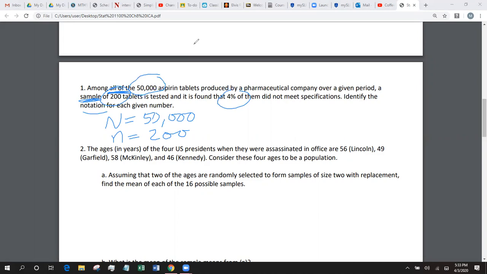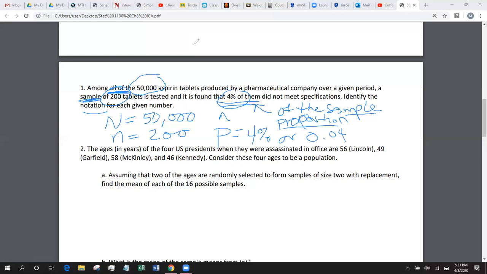So a sample of 200 tablets is tested, and it is found that 4% of them did not meet specifications. So we know we're talking about 4% of the sample. The 4% is giving us a proportion. And we can see here that it's a sample proportion. So that's going to be p hat is equal to 4%. And a lot of times you'll see the sample proportion also denoted in decimal form. So either one of these would have been okay here, 4% or 0.04. Let's move on to number 2.